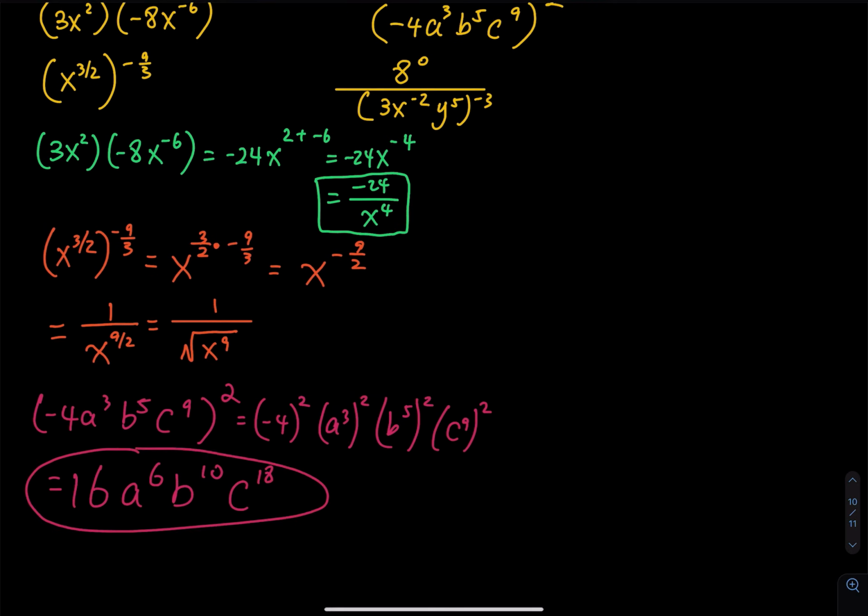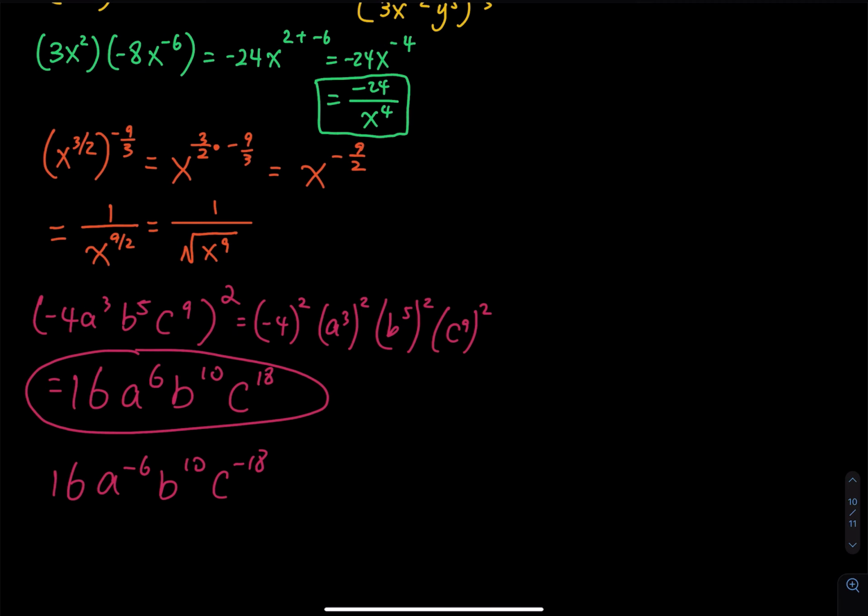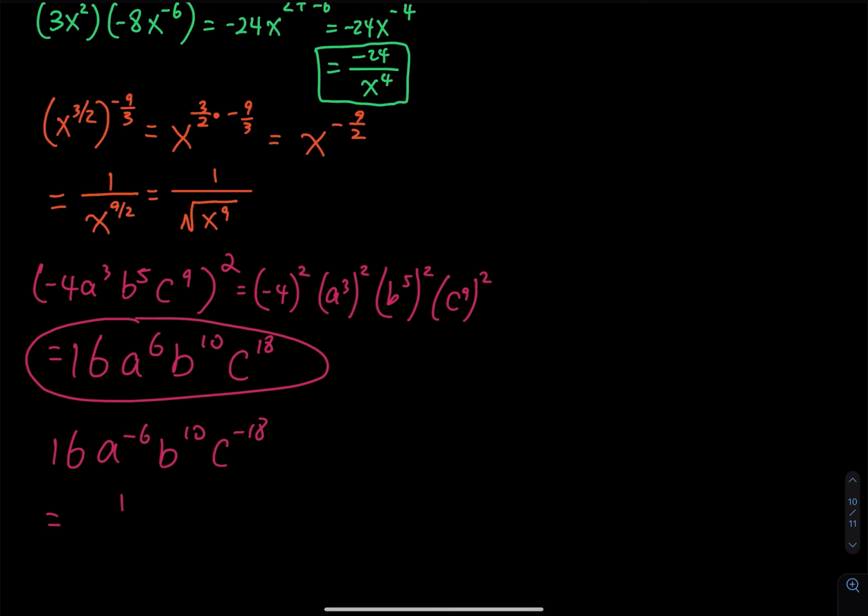So just what if you have 16a to the negative 6, b to the 10, and then c to the negative 18. Then you bring the two negatives down to the denominator. Then you have 16 b to the 10 divided by a to the 6, and then c to the 18. If those two are negative exponents.